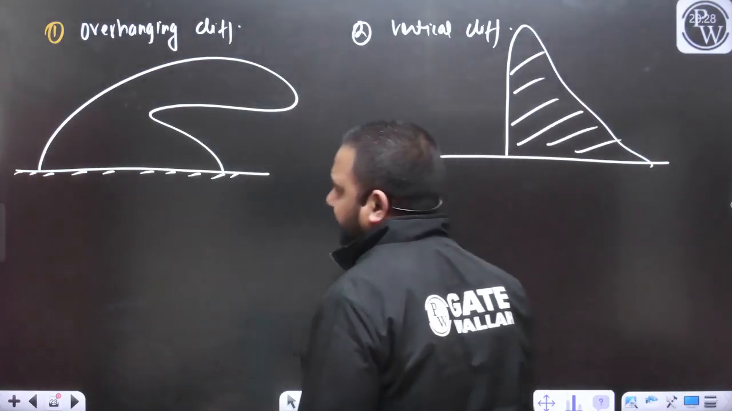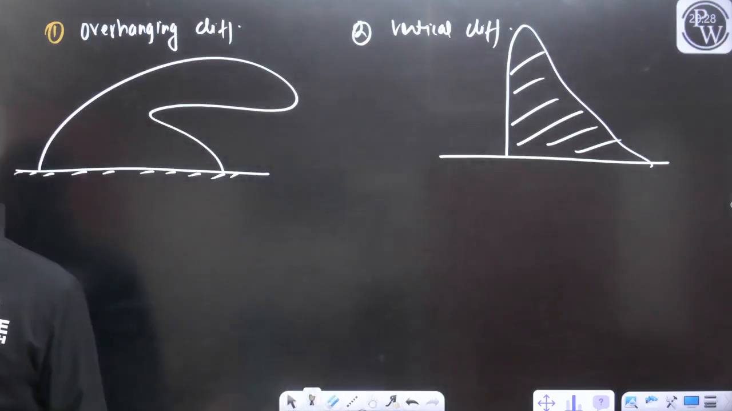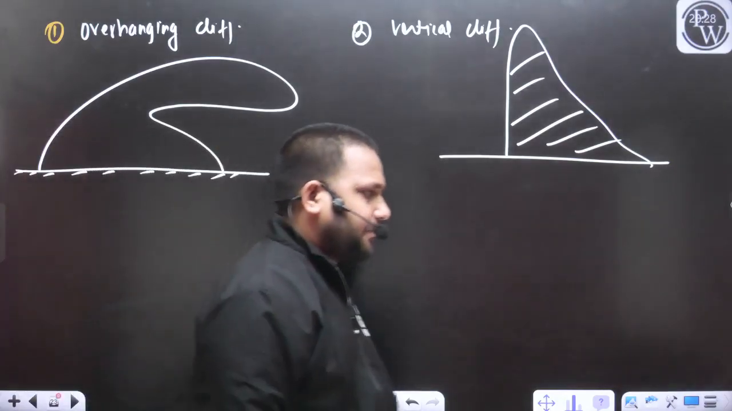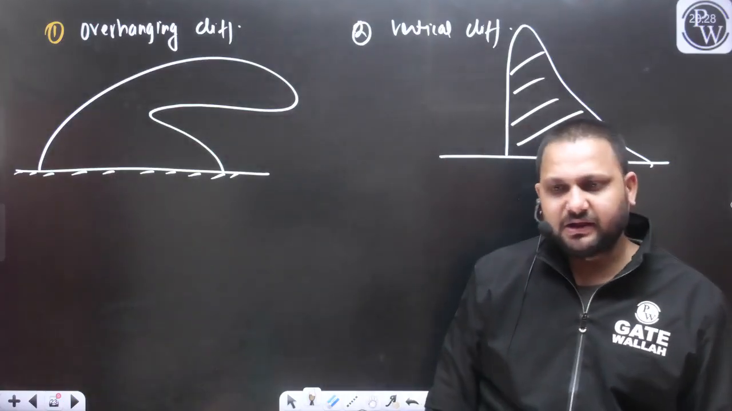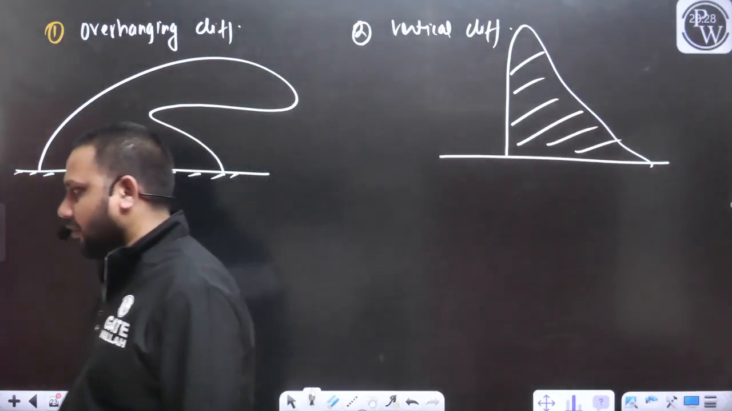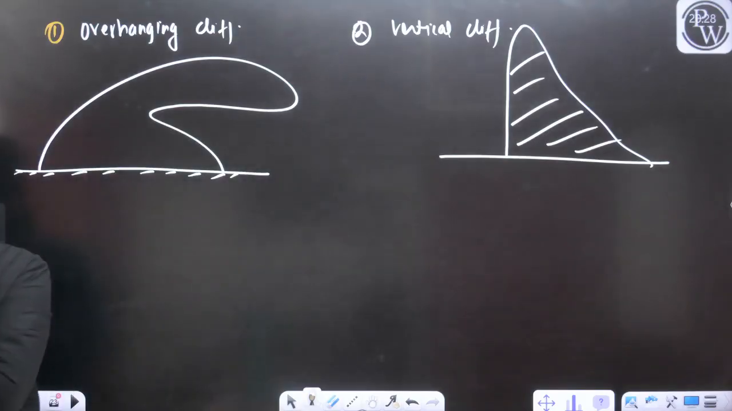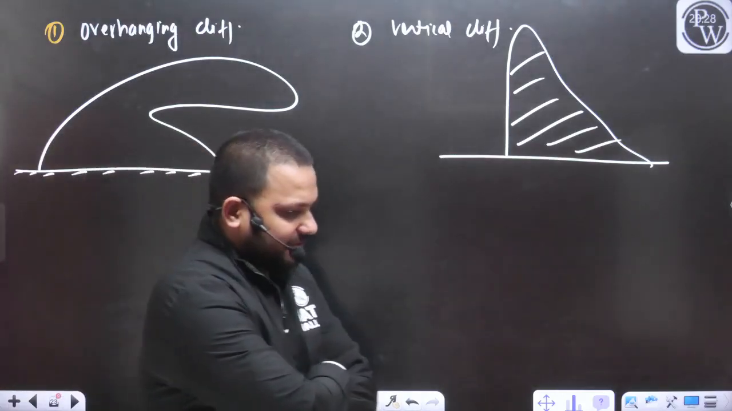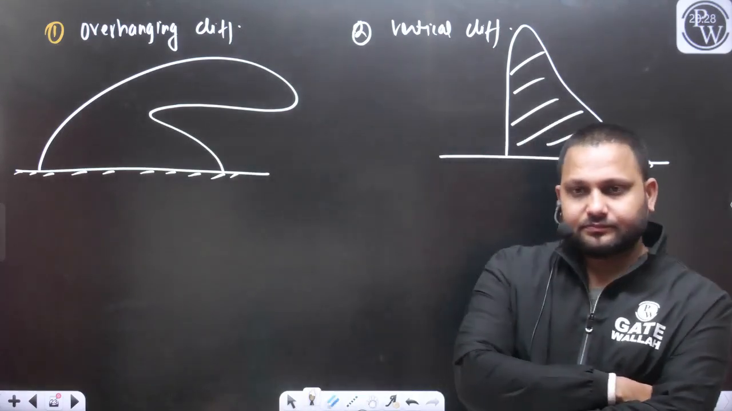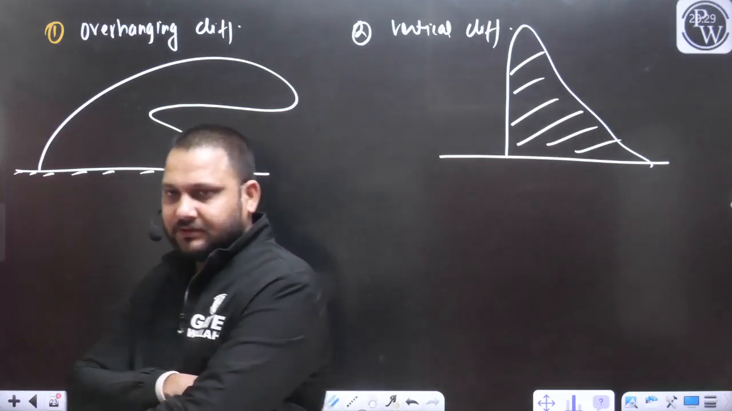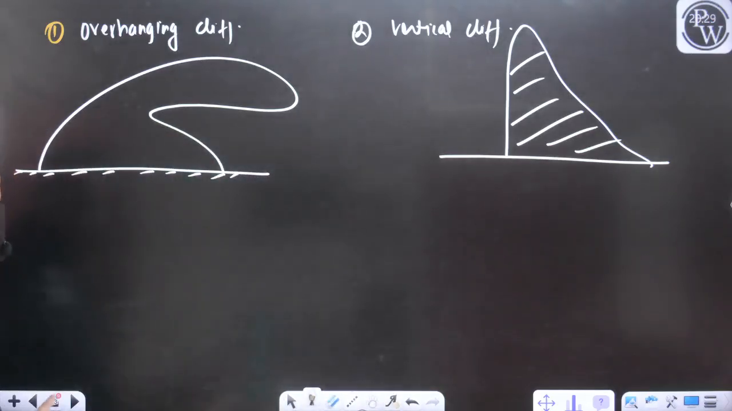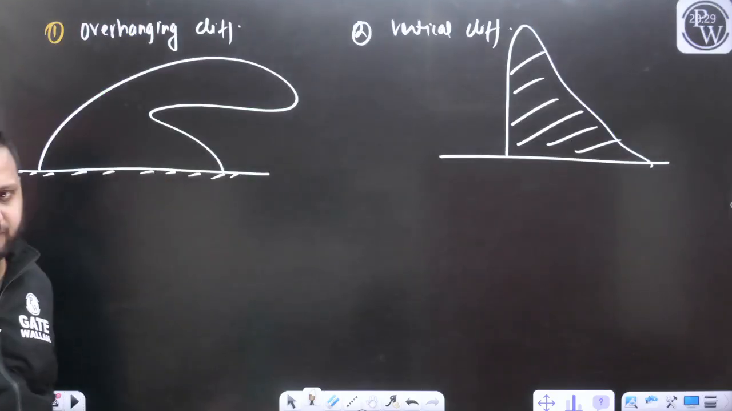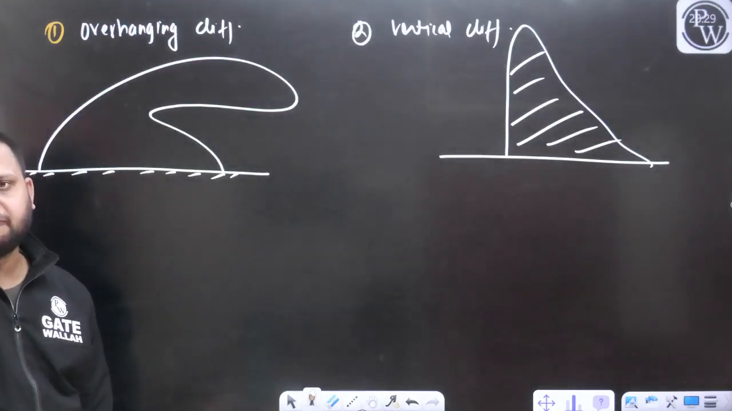Can we represent the overhanging cliff and the vertical cliff like this? Tell me in the chat box. So this was your vertical cliff and this was your overhanging cliff. I have represented them with the help of this diagram. Can you draw the contour map for both the features?